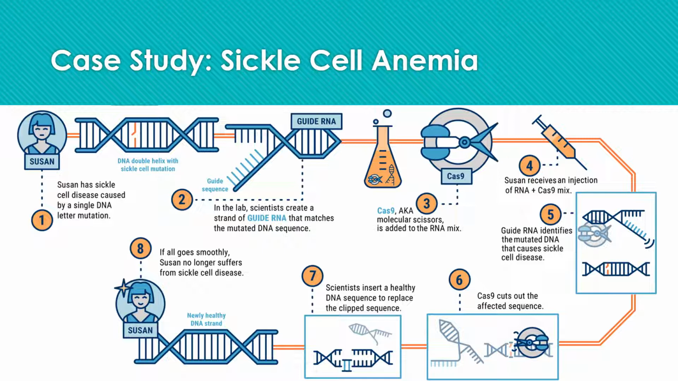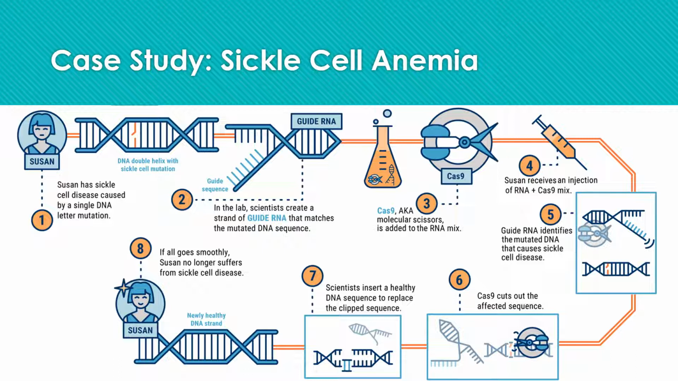So what happens in the lab is the scientists are going to create a strand of guide RNA that matches that mutated sequence. They take that guide RNA and mix it with Cas9, which is going to be the molecular scissors. Susan then gets an injection of this RNA and Cas9 mix, and in theory what we hope would happen is that Cas9 will be attached to that guide RNA, and the guide RNA will be able to identify and direct the Cas9 to the mutated DNA sequence that's causing Susan's sickle cell disease.